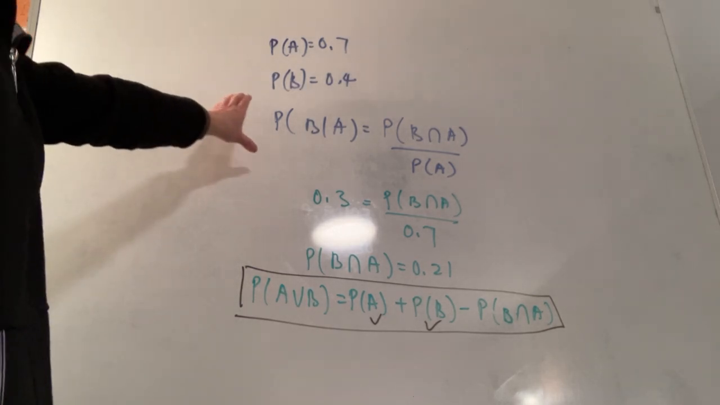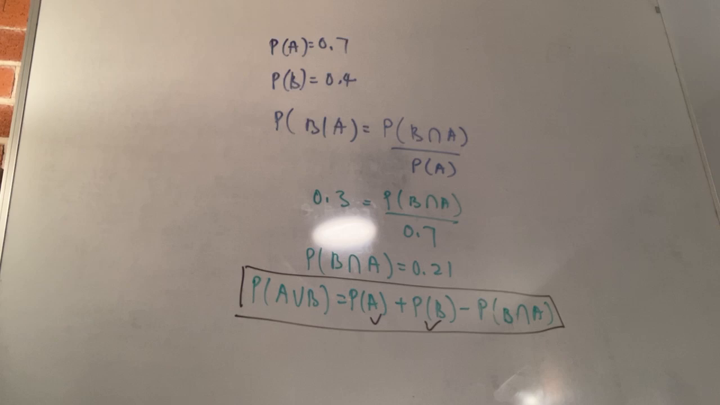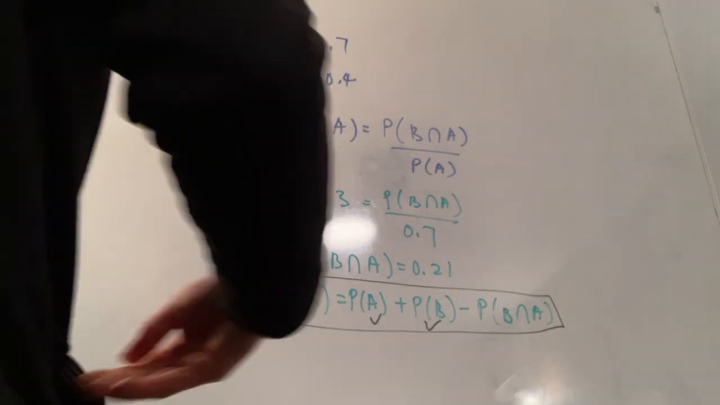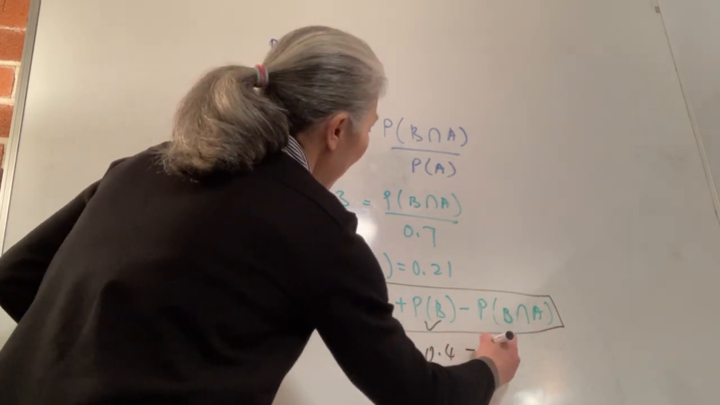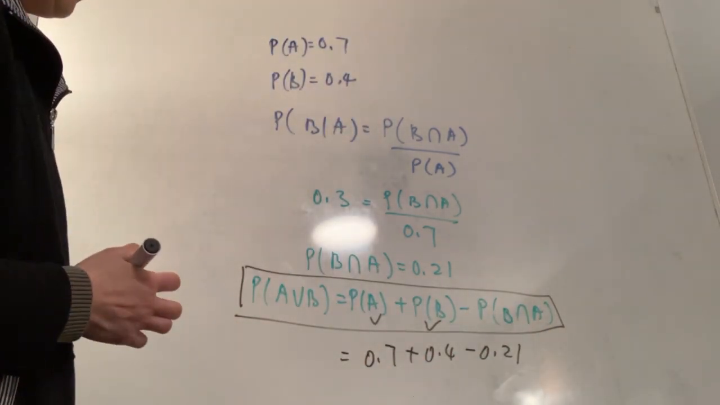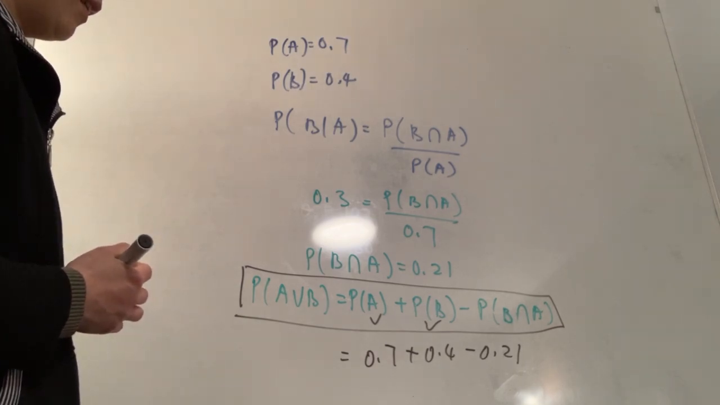This part is from the formula sheet, formula number 3. And that one is 0.21, because you multiply 0.3 with 0.7. Minus 0.1... So what did I get? 0.7 plus 0.4 minus 0.21. Yeah, because 0.7 plus 0.4 is 1.1, minus 0.21.